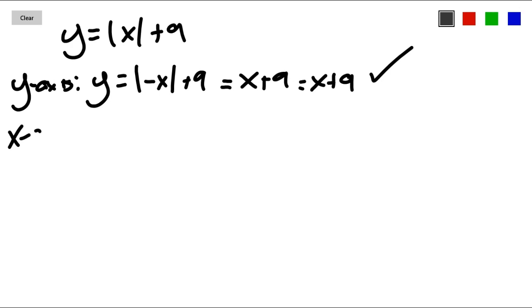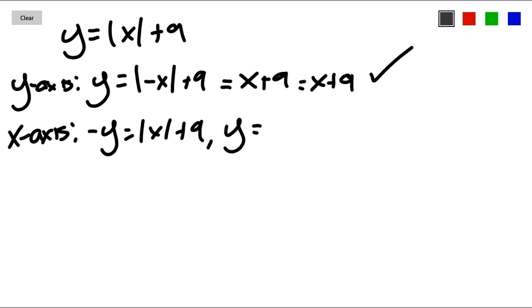And then for the x-axis, I have negative y is equal to the absolute value of x plus 9. And if I solve for y, I have y is equal to the negative absolute value of x minus 9, which is not equal to the absolute value of x plus 9. So there's no x-axis symmetry.